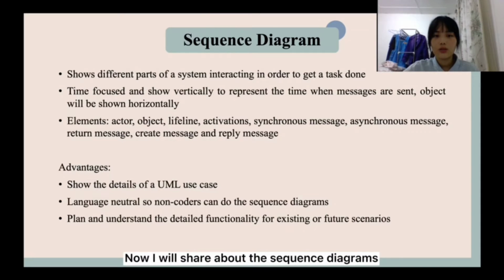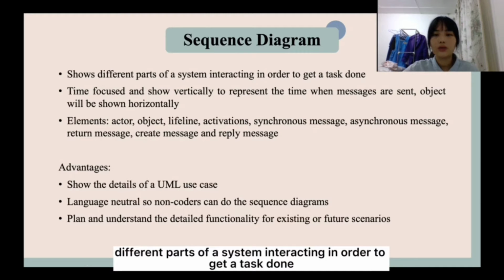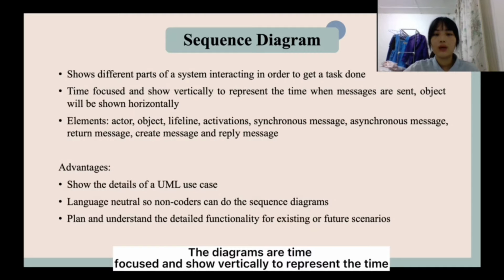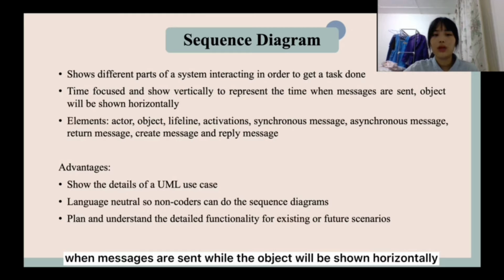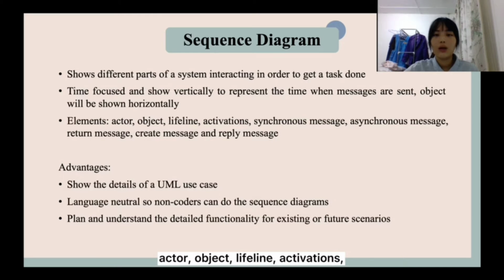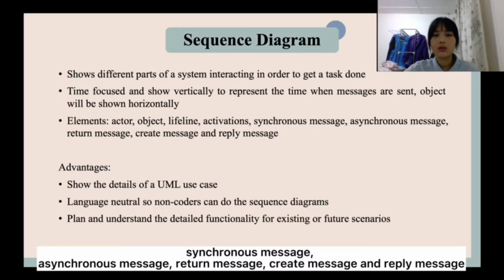Thank you, Kenny. Now I'll share about the sequence diagram. Sequence diagrams are interaction diagrams that show different parts of a system interacting in order to get a task done. The diagrams are time-focused and show vertically to represent the time when messages are sent, while the objects will be shown horizontally. The elements contained in the sequence diagram are actor, object, lifeline, activation, synchronous message, asynchronous message, return message, create message, and reply message.